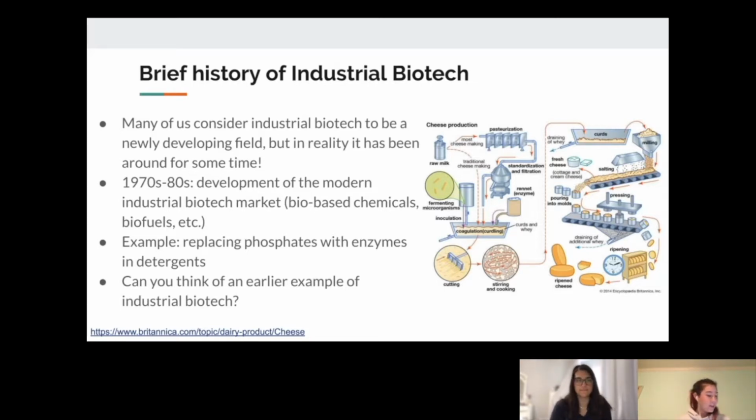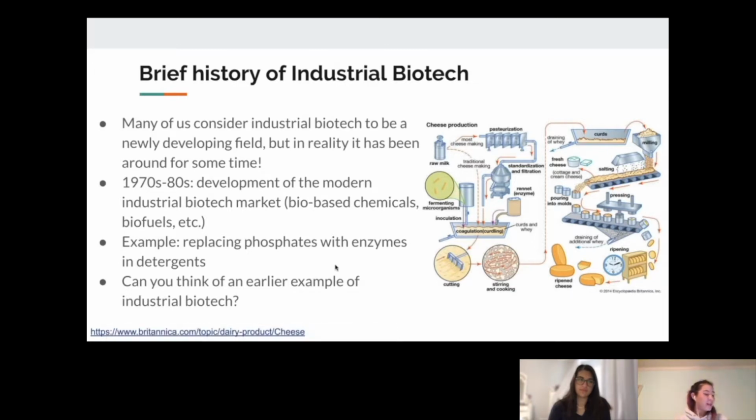Beginning in 6000 BC, industrial biotech was utilized for the first time as humans began to use the process of fermentation to produce wine and microbial yeast to produce beer. Another prominent product of early industrial biotech is cheese, which utilizes fermenting microorganisms to create cheese curds. This is what you can see on the right side of this slide. As you can see in cheese production, when you get down past standardization and filtration, you use fermenting organisms to create this step called coagulation or curdling.